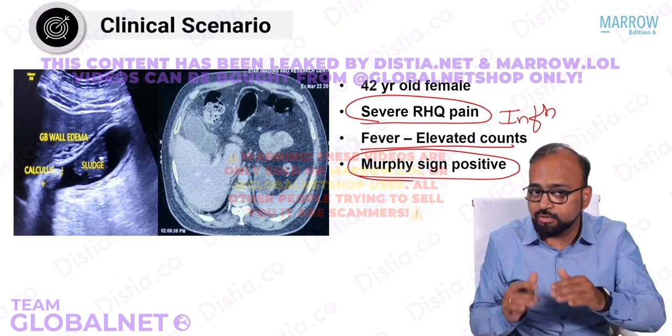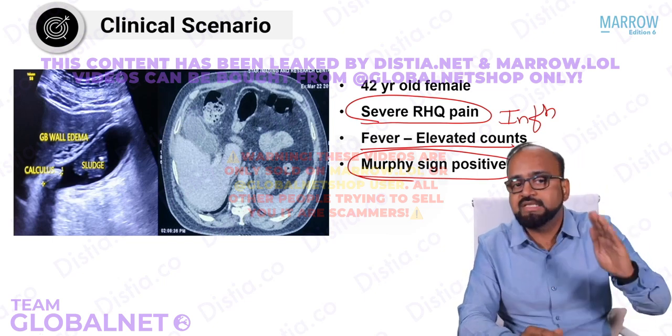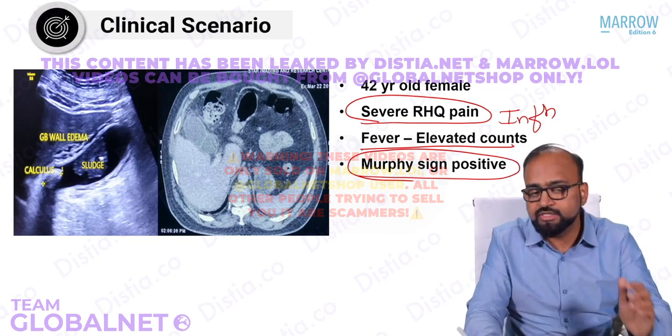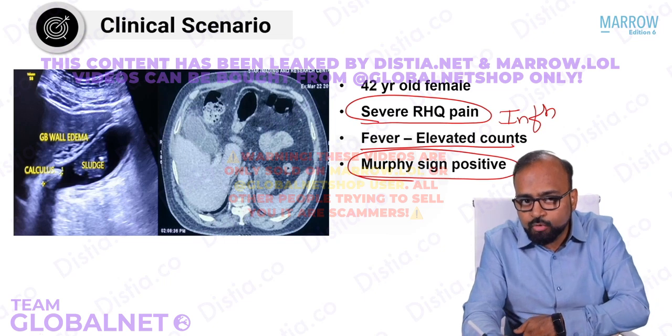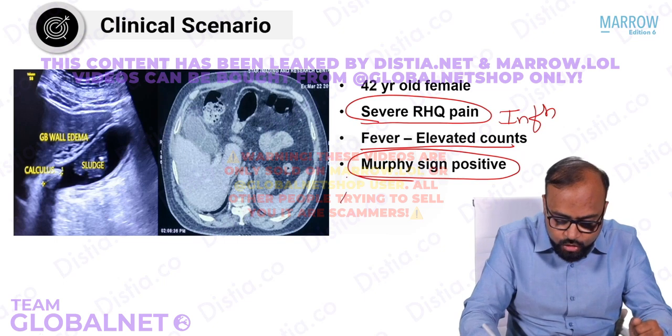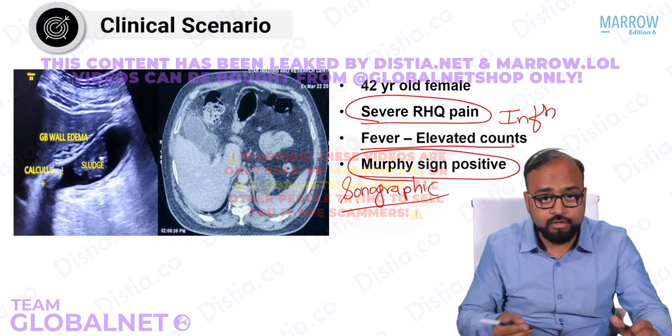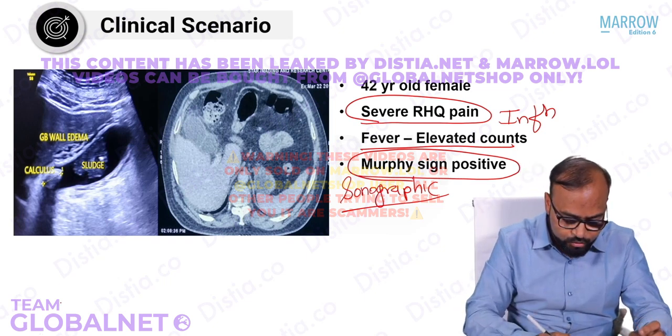There will be a catch in the breath because there is severe pain. The patient will suddenly stop breathing at that point and then exhale. That is called Murphy's sign. Similarly, when we do the ultrasound, we apply the probe pressure here, ask the patient to breathe, and patient suddenly has pain. That is called sonographic Murphy sign positive. Right?